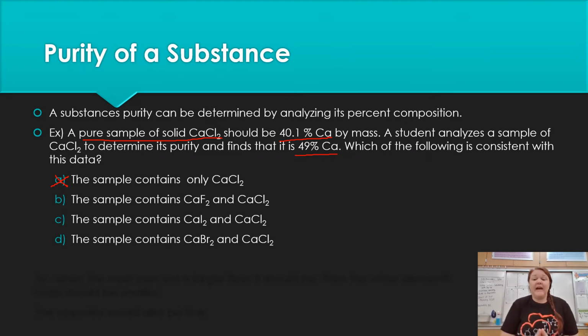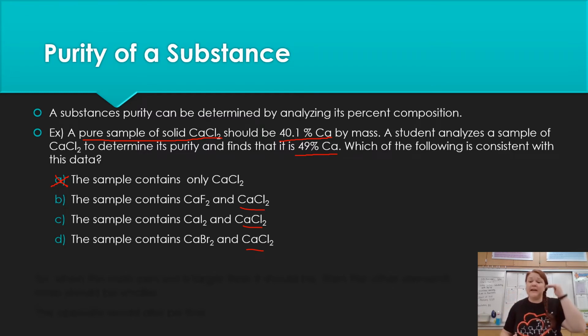Now, it would be good to have a periodic table handy to take a look at the rest. If you notice, the rest of the options say that the sample contains another chemical and calcium chloride. Okay, so we know that calcium chloride is in there, but it has some sort of impurity that's raising the amount of calcium. Well, it's also good to think about what's happening to the other chemical.